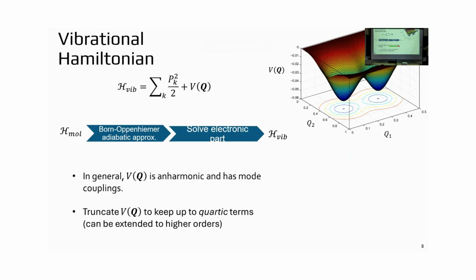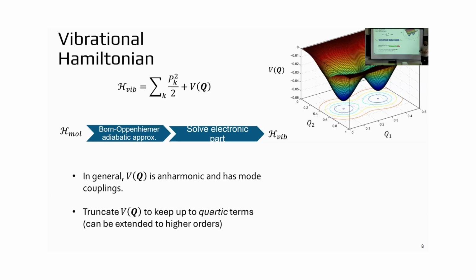With this approximation, you can break down the full molecular Hamiltonian and solve for eigenstates in two parts. You first solve the electronic part, and as a result, you get these potential energy surfaces that your nuclear motion will happen on. And then you can solve your nuclear parts or your vibrational parts separately. This approximation doesn't always work. There are situations where you need to go beyond the Born-Oppenheimer approximation, but that's not really relevant to this talk. In general, these potential energy surfaces that we get are anharmonic, like I said, and they have couplings between different vibrations. That's basically what makes the problem difficult.